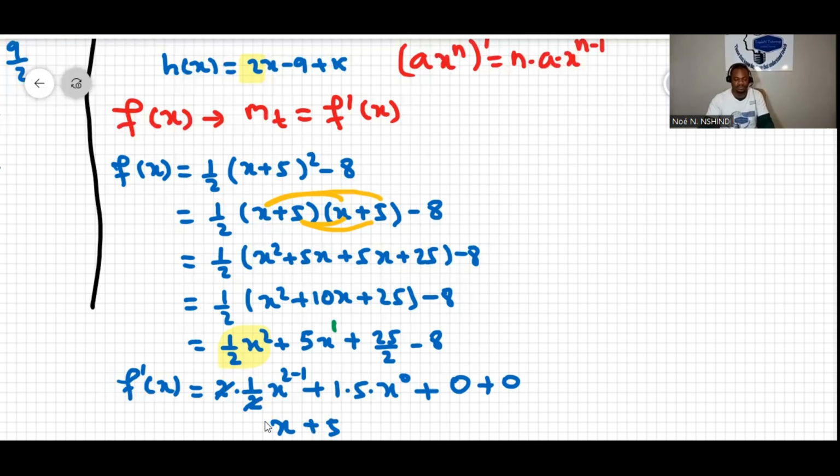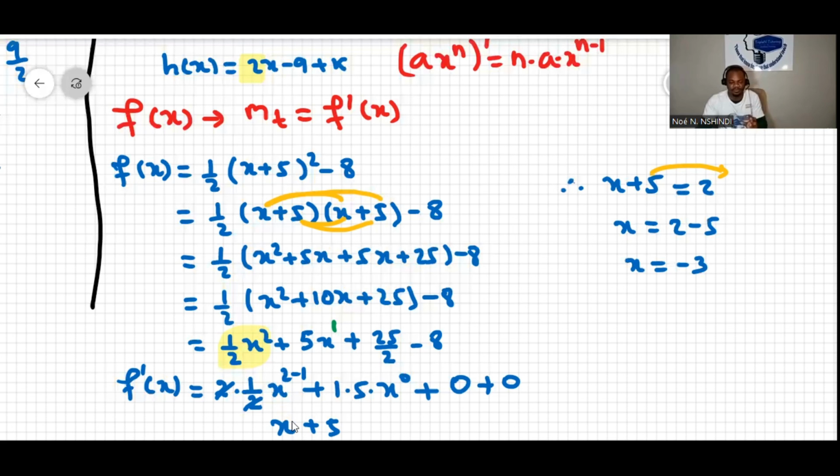Now, therefore, x plus 5, which is the derivative of f of x, must be equal to the gradient of the tangent line, which is 2. So this is equal to 2. And then we can find the value of x if we move the 5 over, and then we'll get x equal to -3.